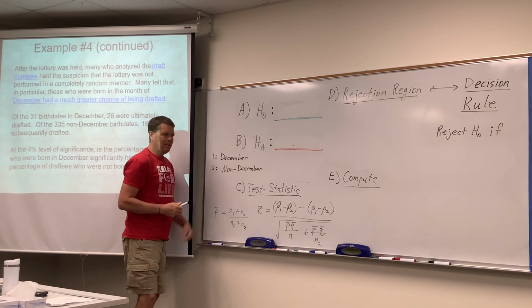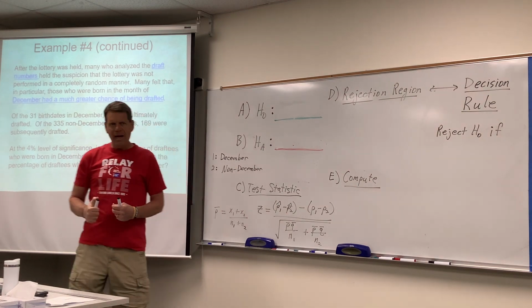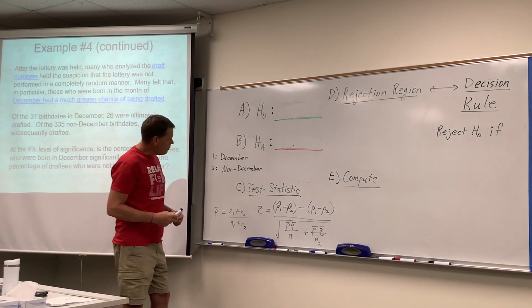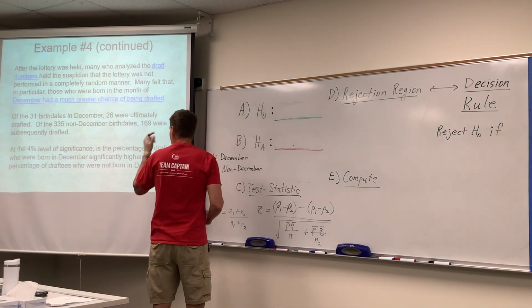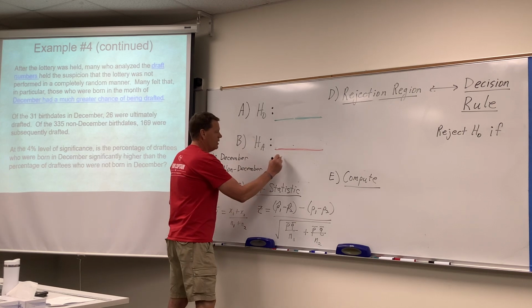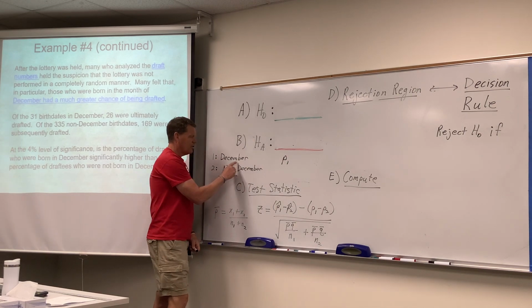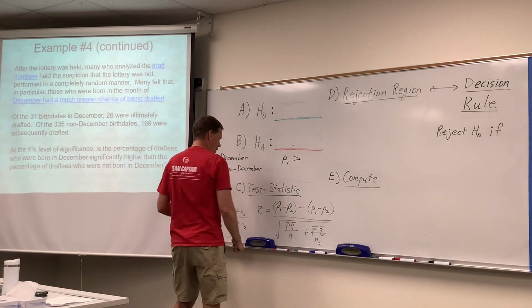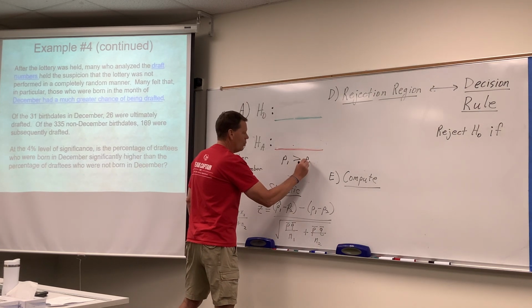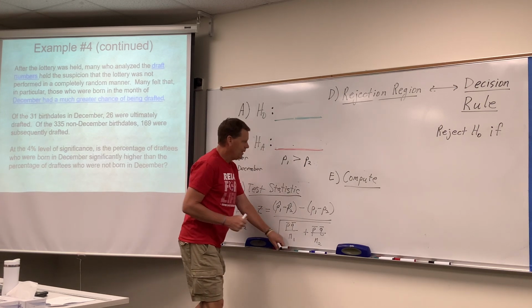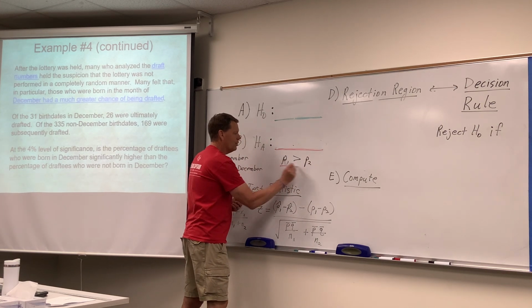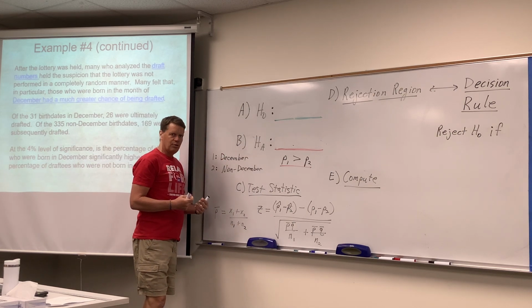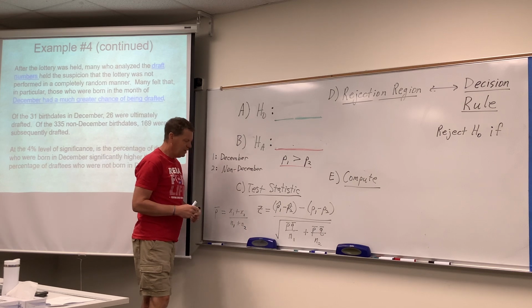All right, so let's call population 1 young men who had December birth dates, and population 2, not born in December. And so the question is, is the percentage of draftees who were born in December, represented by percentage 1, significantly higher than those who were not born in December? All right, so that would be our original alternative hypothesis. The fact that December had a higher draft percentage than basically the rest of the year.